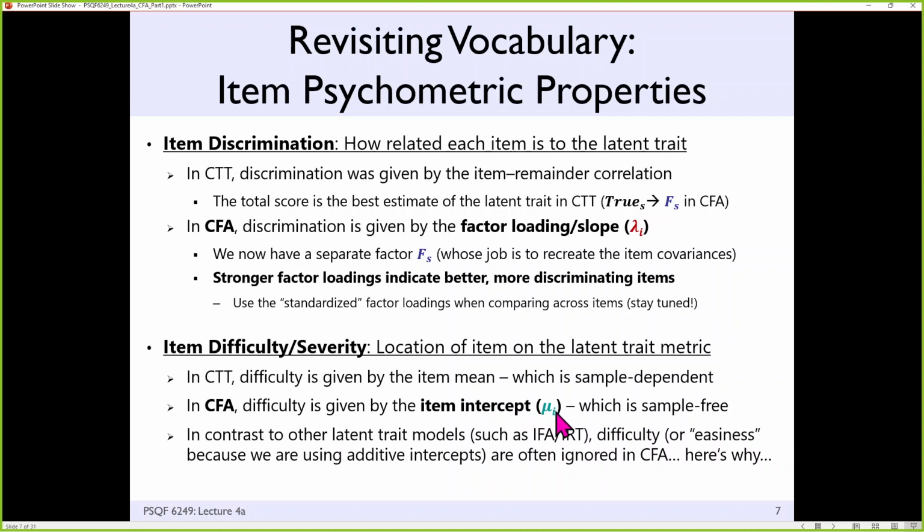However, your textbook and many others don't deal with intercepts at all. Like you'll see CFA equations in which they're not even there, and they'll say, oh, we just mean centered all the items. Bye-bye, no more intercepts. I don't like that. But the reason they can do that is that intercepts really don't matter in CFA, and here's why.